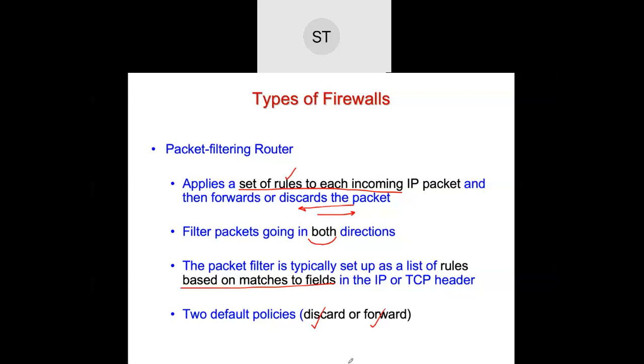Second is user. If you are a first year user, different rules are there. If you are second year, third year, or final year, different rules can be implemented. And third is time. In class time, that is morning 8 to evening 4, particular sites are not allowed. Evening 5 to morning 8, all other sites are allowed. So three different things can be implemented: device based, user based, or time based.